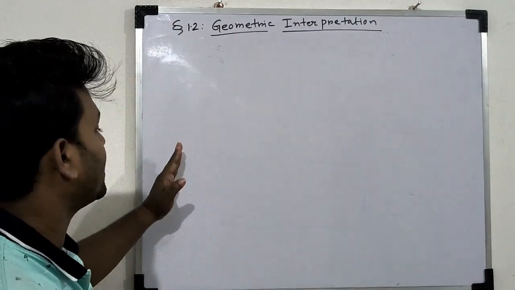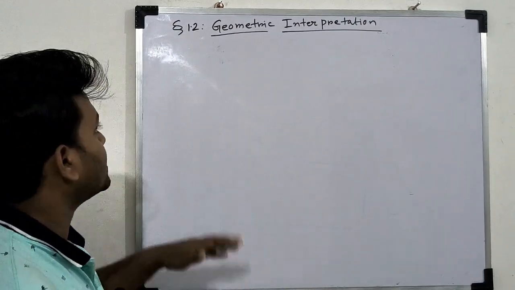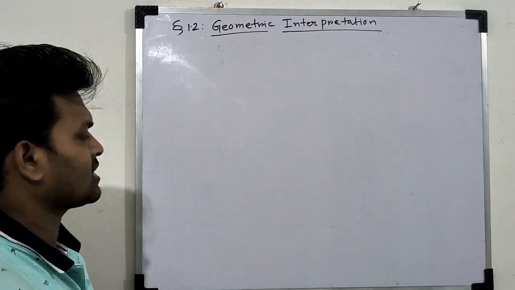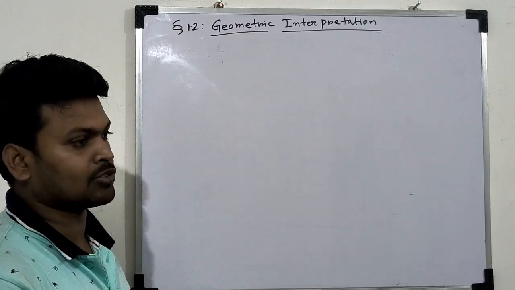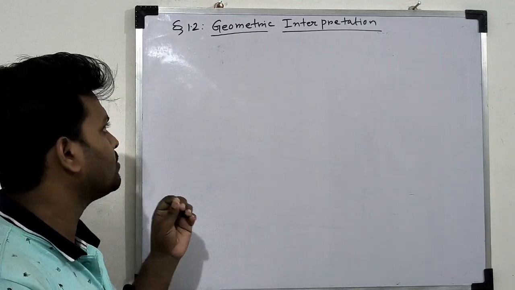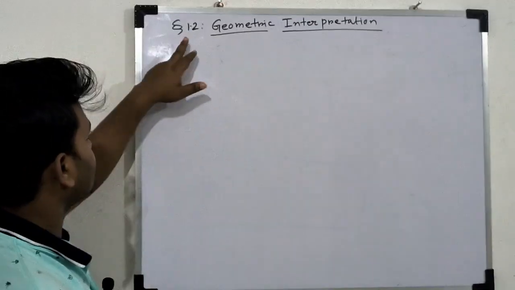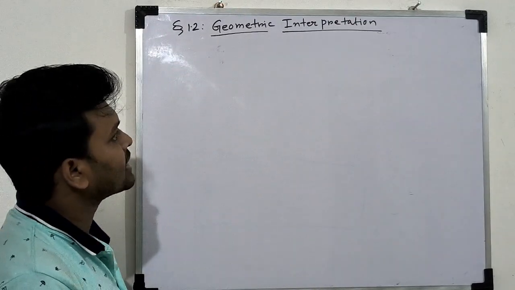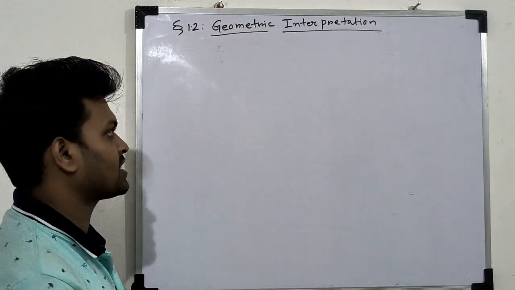So in the previous lecture of complex analysis, I discussed complex numbers and some properties, and also solved some important problems. Today I will discuss section 1.2, that is, the geometric interpretation of complex numbers.